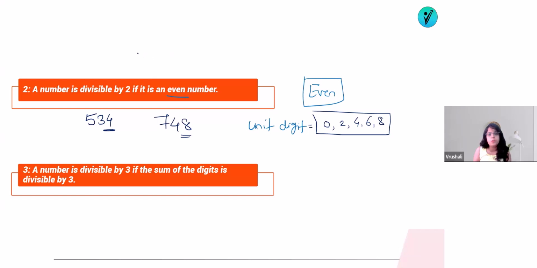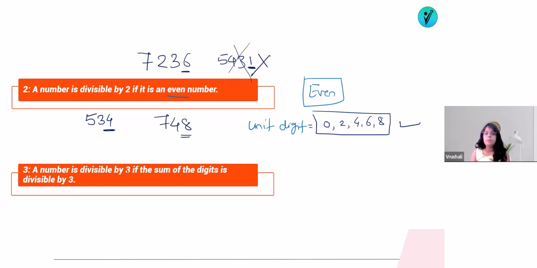Suppose the number is 7236, this 6 is an even number. If I take the number 5431, you can see the unit digit is 1, so this is not divisible by 2. So any number having a unit digit 0, 2, 4, 6, 8 will be divisible by 2. That's it. Simple thing.